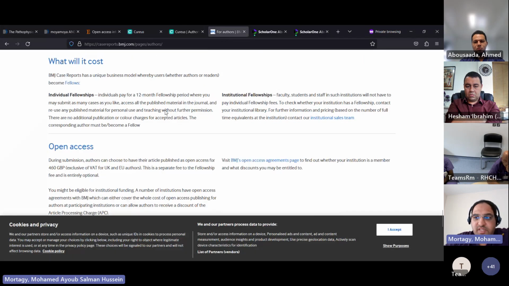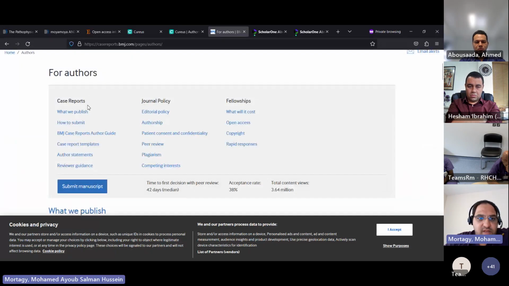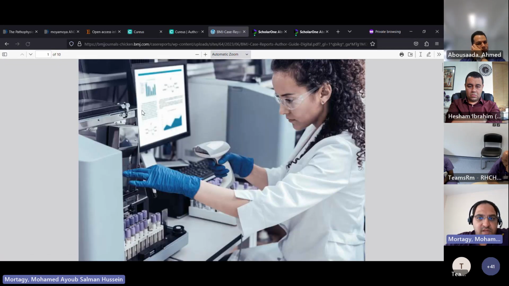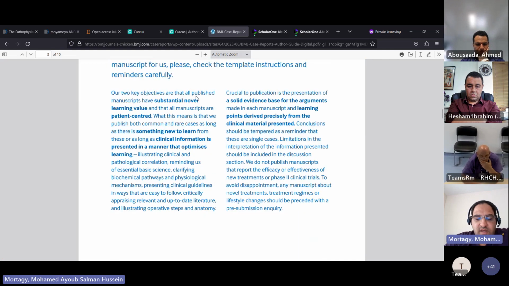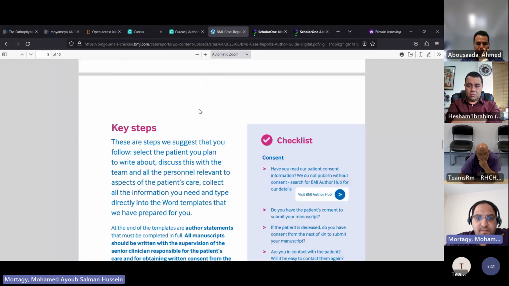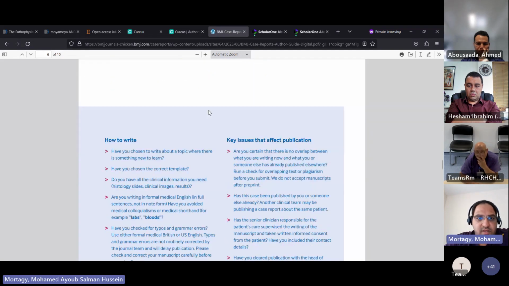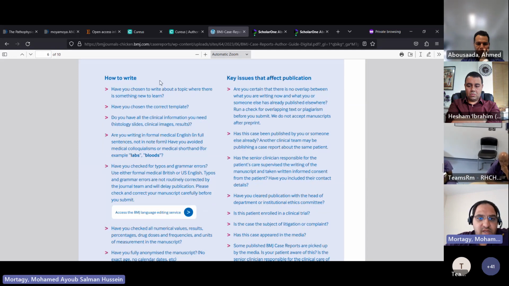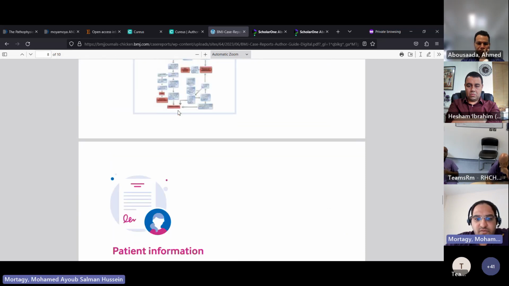If you go for BMJ, for example, this is the author's guideline. If you check BMJ Case Reports author guide, it gives you a guide here that has a lot of information you should follow. Checklist, you should have the consent. They're really important for BMJ. It gives you some even writing instructions here and how to present your information.